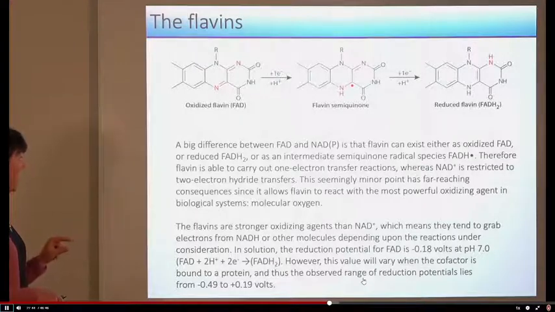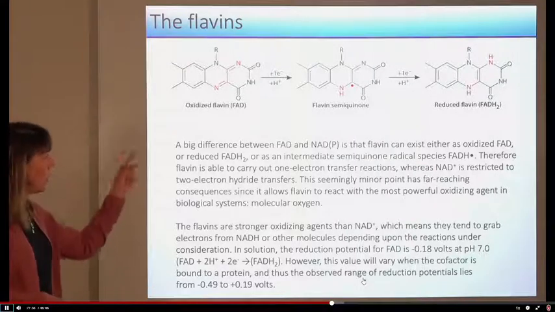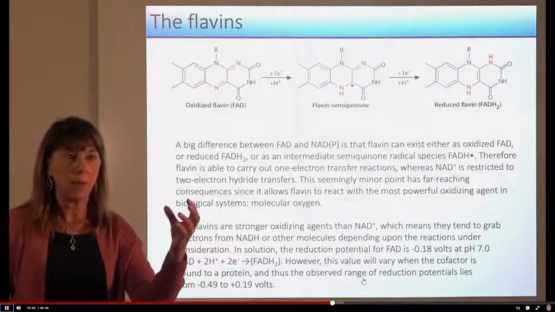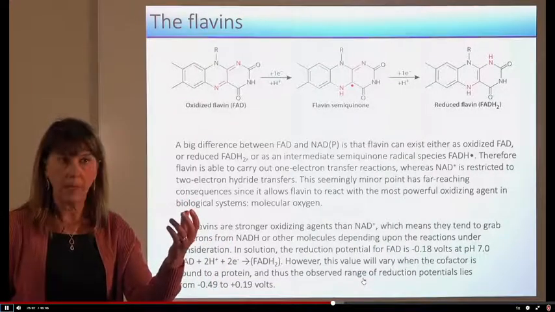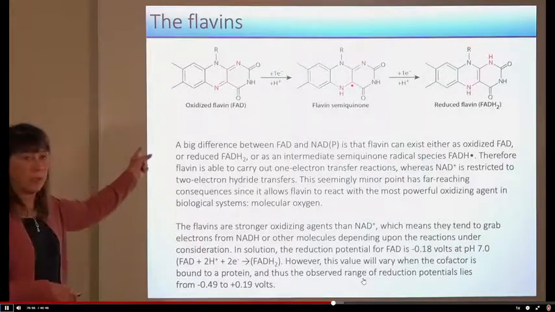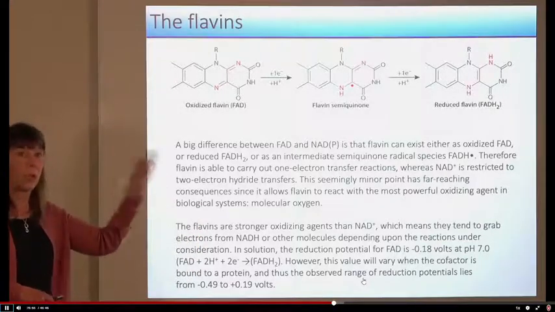That's important too, because the flavin is able to carry out 1 electron transfer reactions where NAD is restricted to 2 electron hydride transfers. Now, one of the things that's interesting is once that thing is reduced, it doesn't leave the protein. So there's got to be some kind of electron transport protein or something else that's going to react to get the electrons out of here so you can oxidize the flavin again and the reaction can occur again.